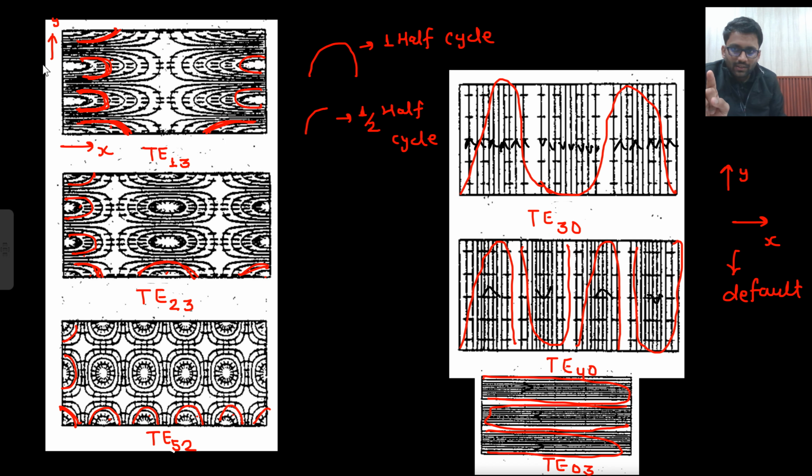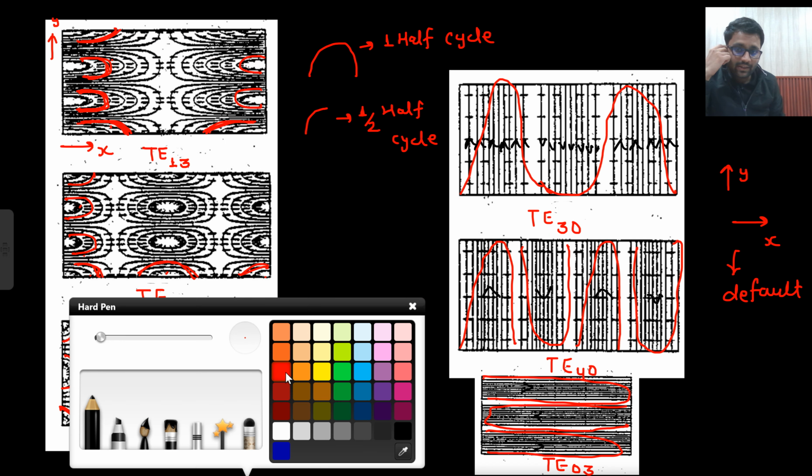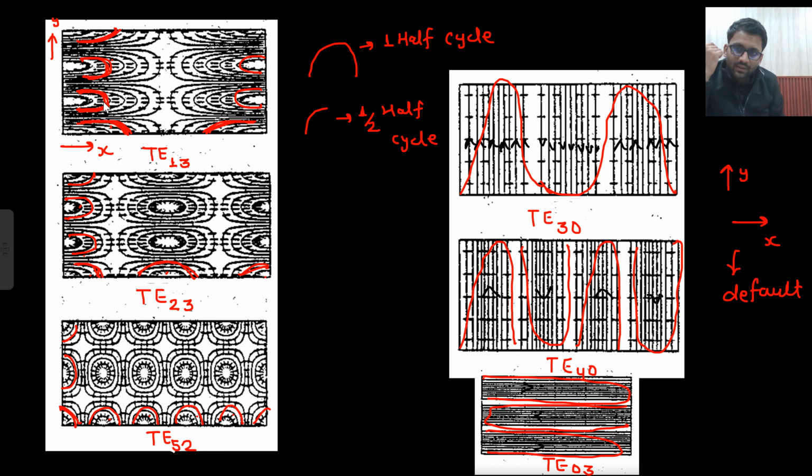Now let's get back here. In this one, in TE mode, I said that these are your electric field lines. These are your electric field lines. So certainly these are your electric field lines, but here there are magnetic field lines as well. What are those magnetic field lines?